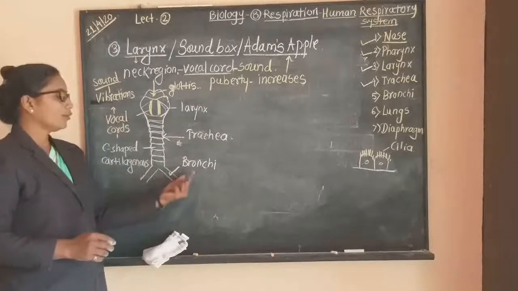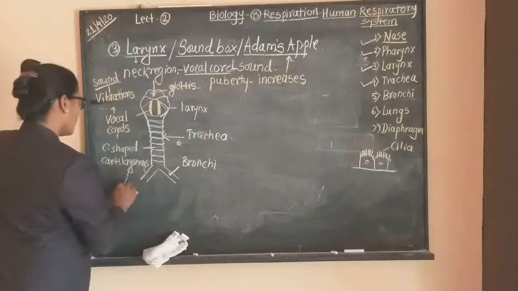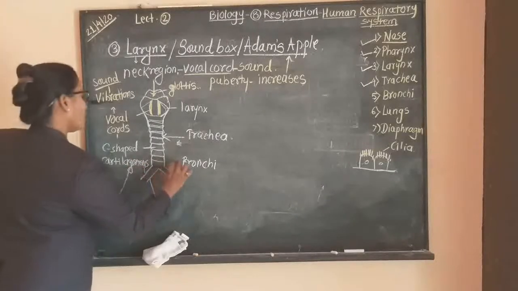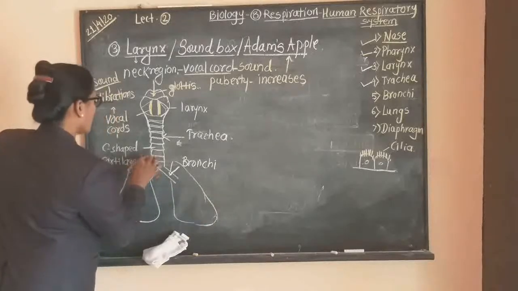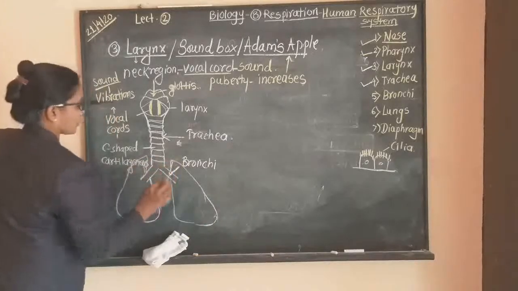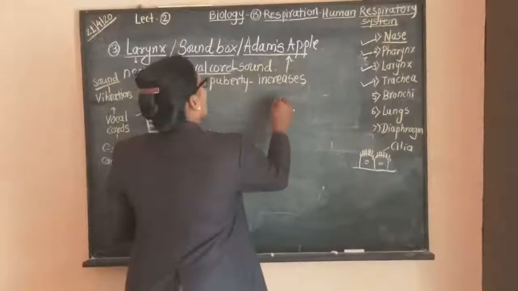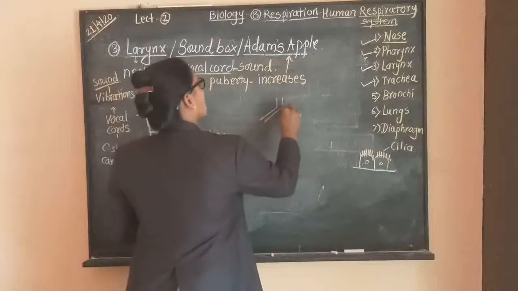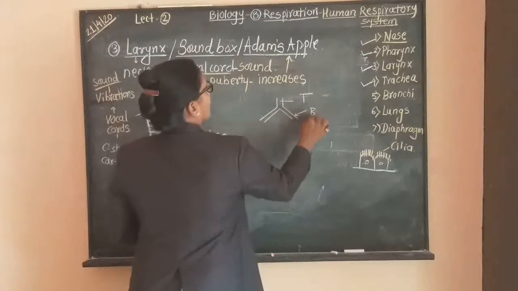The trachea divides into two bronchi, and each bronchus goes into its respective lung. Where does it go? It goes into the respective lungs, that is, the right and left one. Now this one is the trachea, and this is the bronchi.